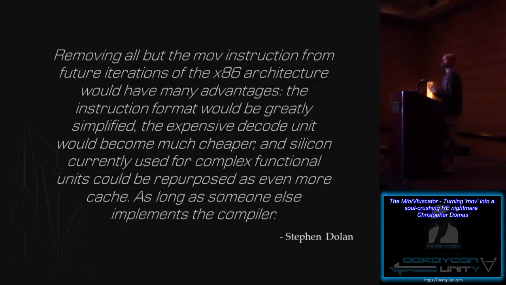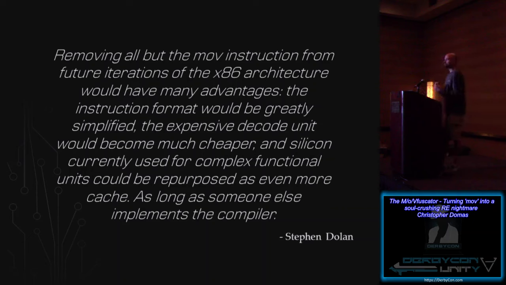And Dolan acknowledges this. He sort of tongue-in-cheek concludes his article: "Removing all but the move instruction from future iterations of the x86 architecture would have many advantages. The instruction format would be simplified, the expensive decode unit would become much cheaper, and silicon currently used for complex functional units could be repurposed as even more cache, as long as someone else implements the compiler."